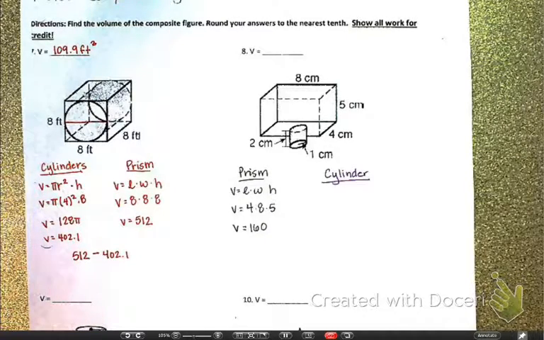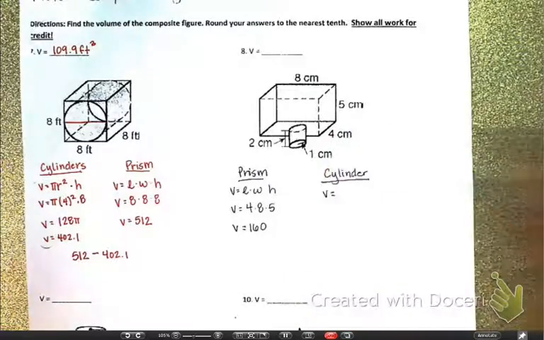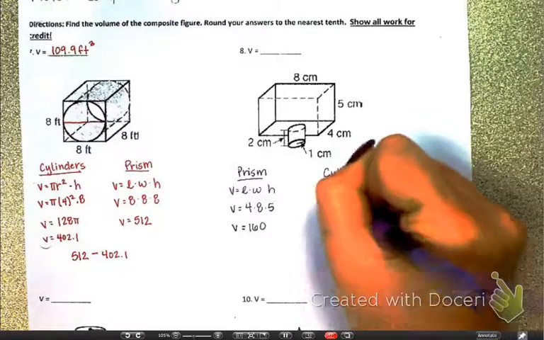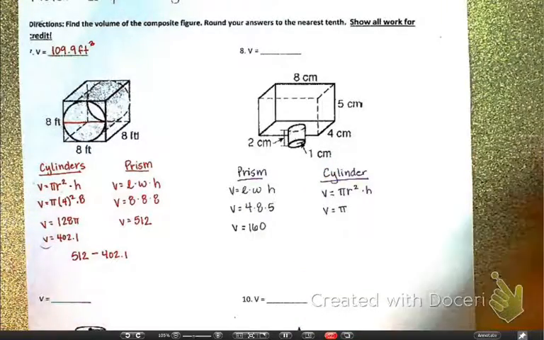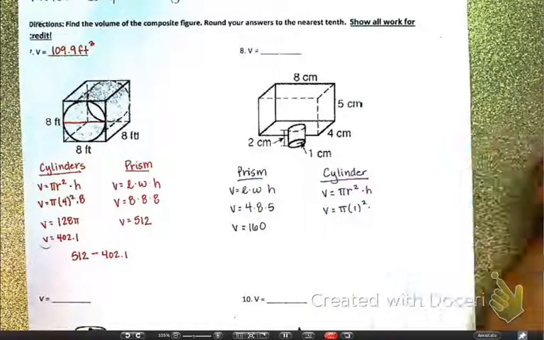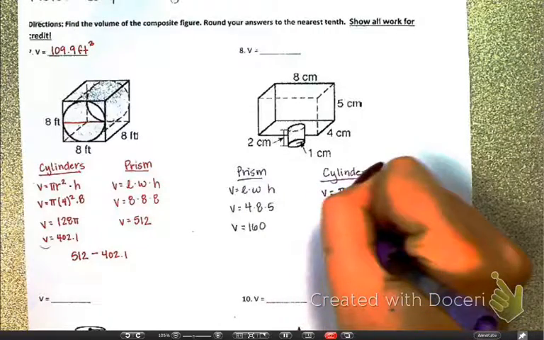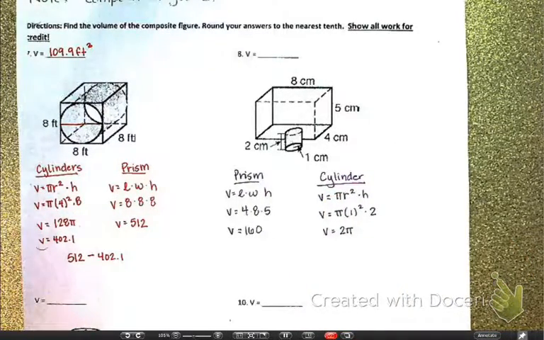Now if I'm looking for the cylinder, it is pi r squared times the height. What's my radius? 1. What's the height of the cylinder? 2. So 1 squared is 1 times 2 is 2, so that's 2 pi. Now, what do you notice about these two figures? They're really just attached to each other, right? We have the prism, and then we have the cylinder right next to it. So, am I removing anything? No, I'm going to add them together.